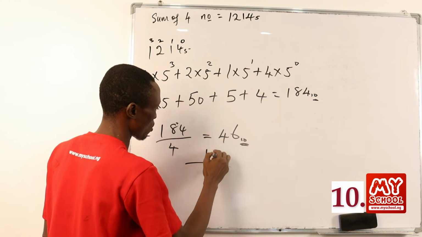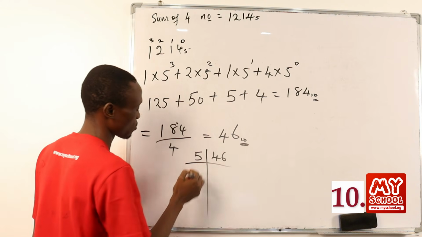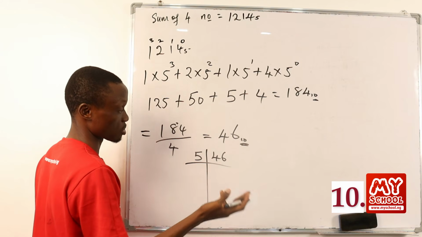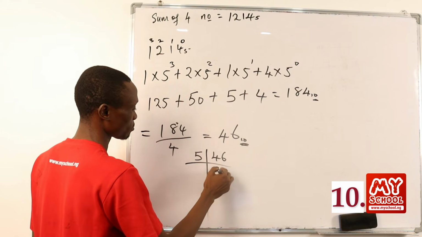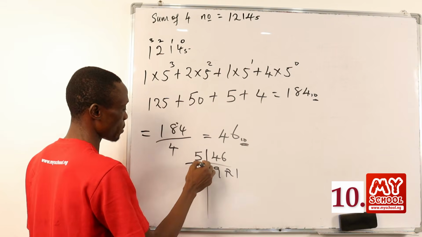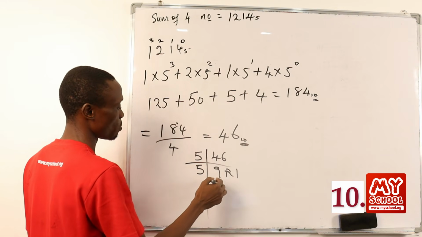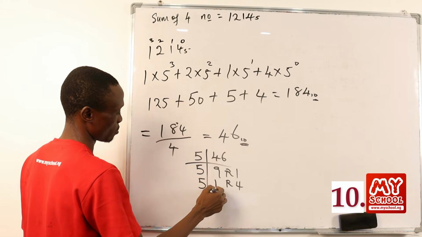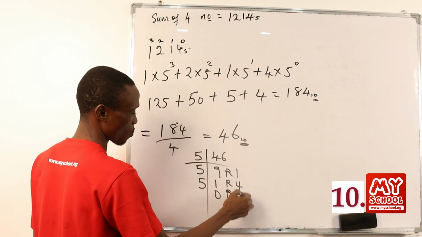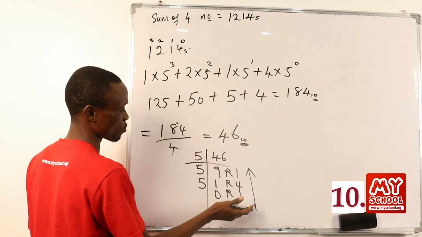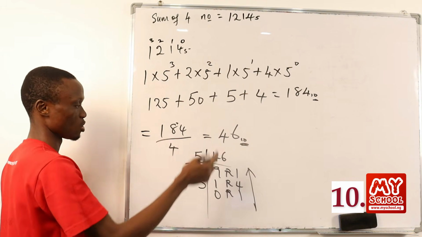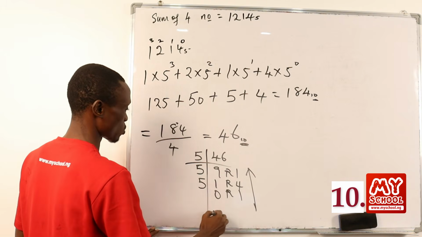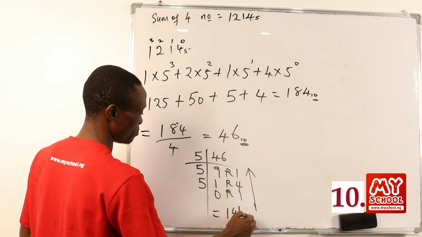So here we have 46 and here we have 5. How many 5 is in 46? That will be 9, remainder 1. How many 5 is in 9? That will be 1, remainder 4. So here, write down 0, remainder 1. So take our answer from down to up. So that will be equals to 141 in base 5.